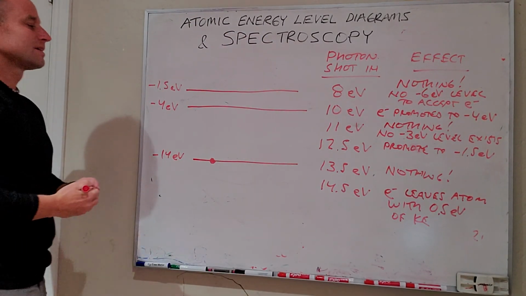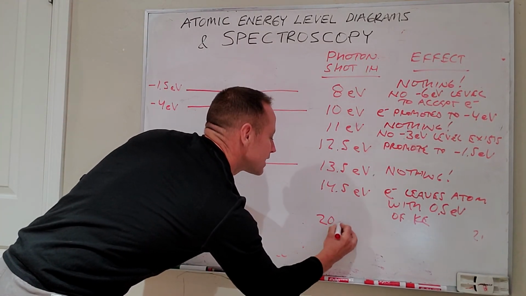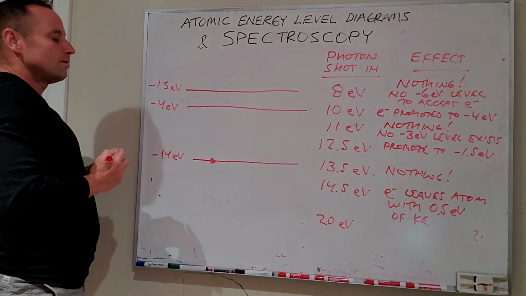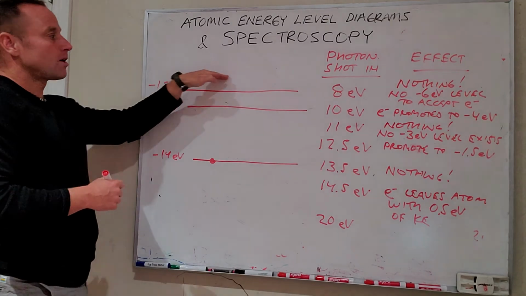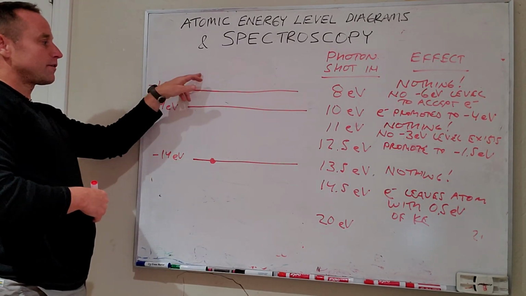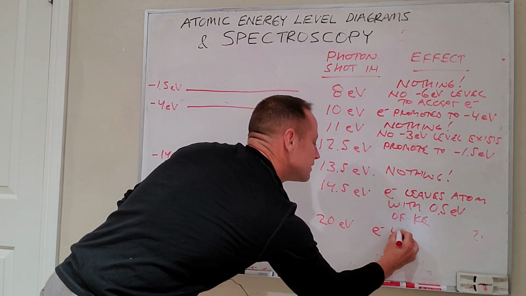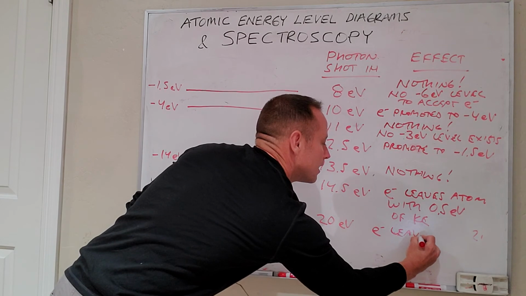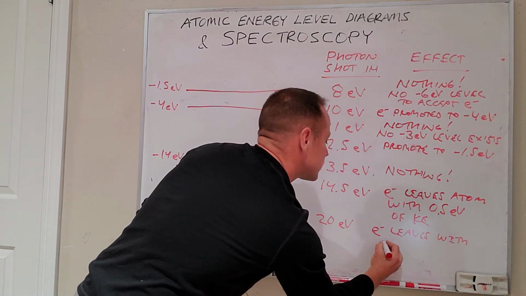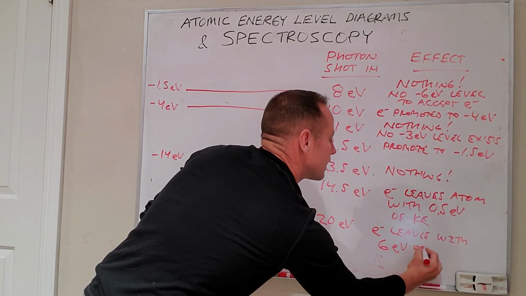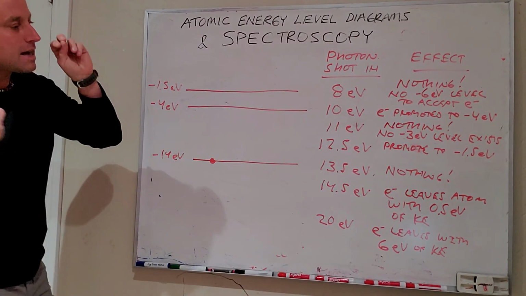Right? So again, just for funsies, let's say we hit it with a 20 eV photon. Well, if you come in, 14 of it are just going to be used to get to the 0 level. And then, if you used up 14, that means you got 6 left over. So here we can say again, the electron leaves with 6 eV of KE.